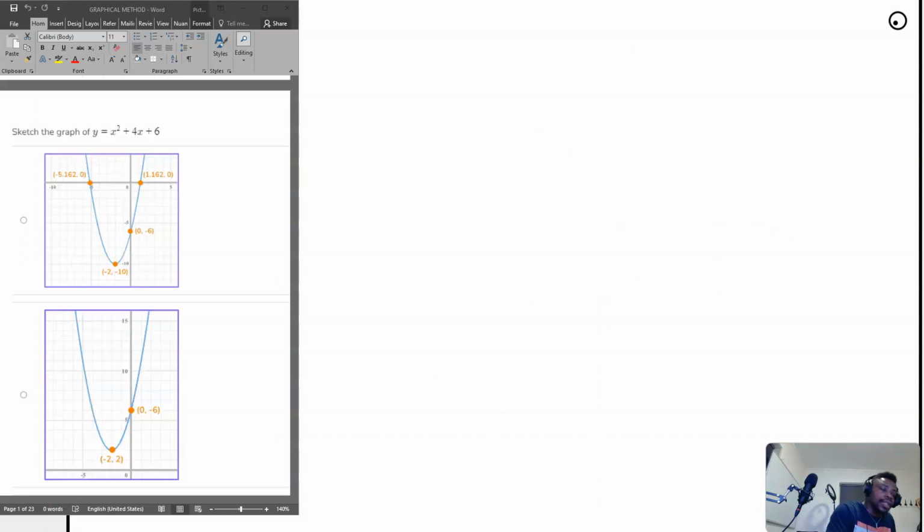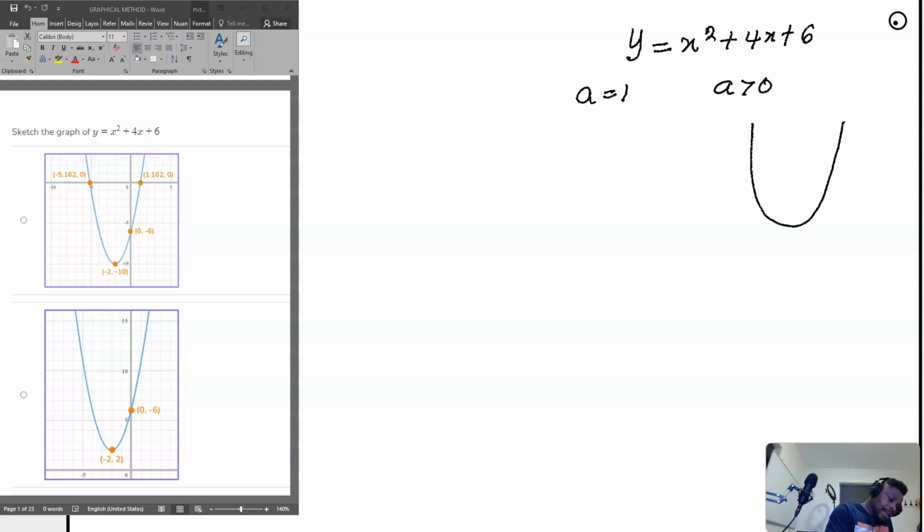This question: sketch the graph of y is equal to x squared plus 4x plus 6. Okay, this is a full quadratic function. Our a is 1. That means a is greater than 0. When a is greater than 0, your graph should open up. That is 1. Our b is 4, and our c is 6.